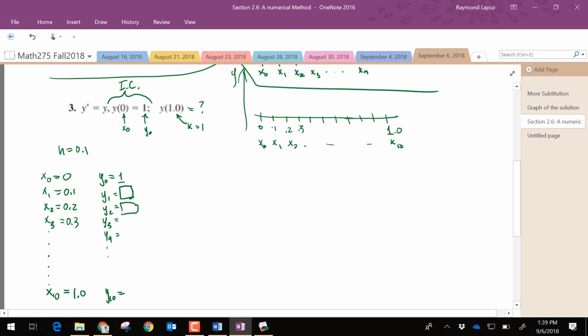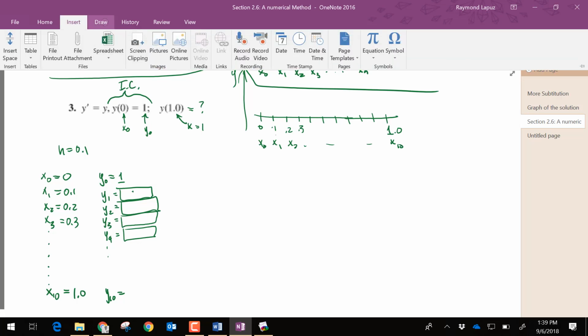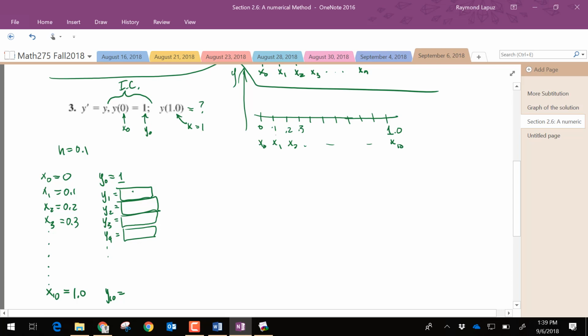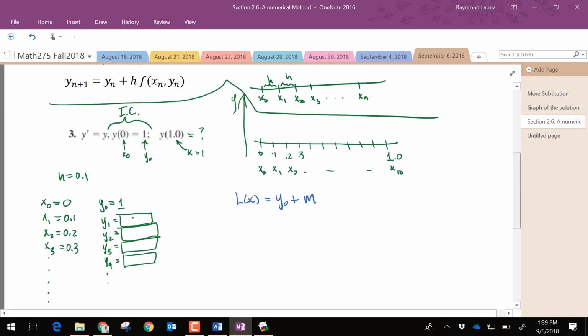So what are these values? And these values are usually long, ugly decimal points. So I want to know what those values are. All right, let's get to it. So to get our first y sub 1, we get y sub, let's call it L of x, is equal to y of 0 plus the m, what they call it, m sub 0? What do they call it? Y prime.